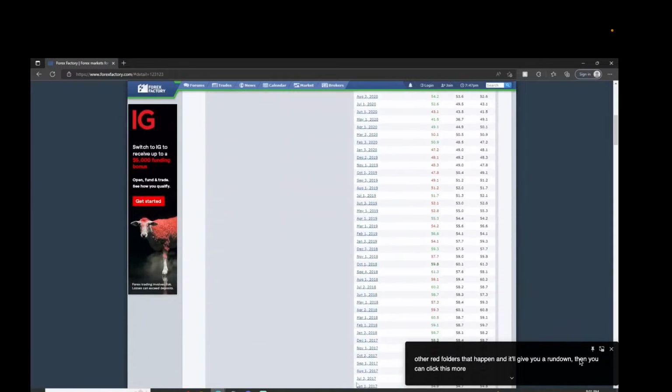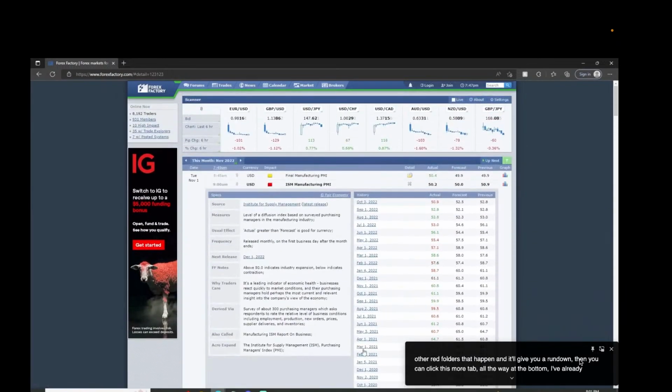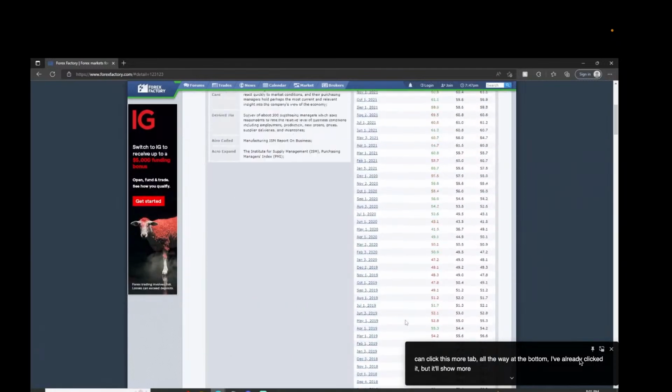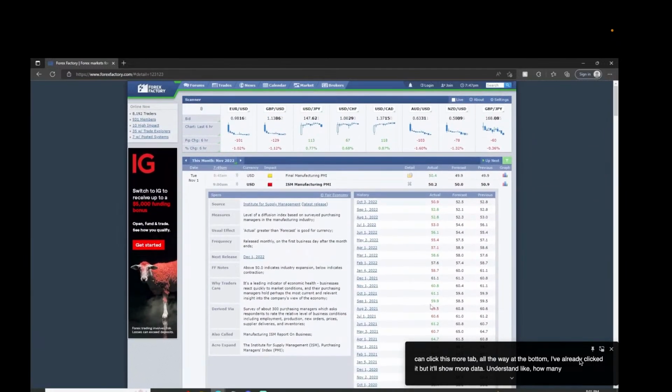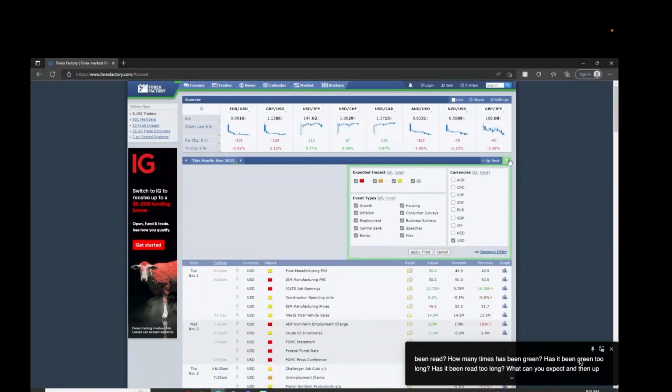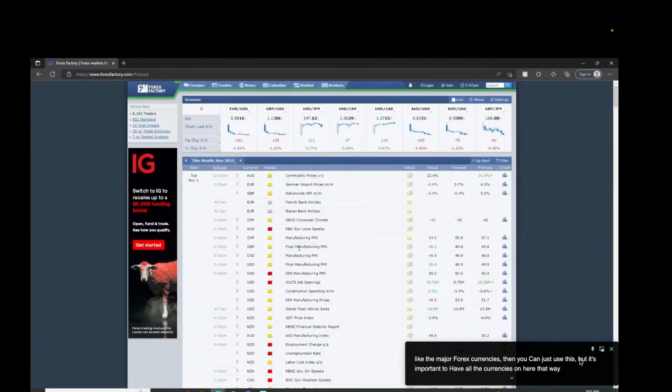Then you can click this more tab all the way at the bottom. I've already clicked it, but it'll show more data. Understand how many times has it been red, how many times has it been green, has it been green too long, has it been red too long, what can you expect? And then up here, filter whatever currencies you trade. If you only trade /USD, like the major Forex currencies, then you can just use this. But it's important to have all the currencies on here. That way you have an idea if you trade the Aussie dollar, that Aussie news is happening.